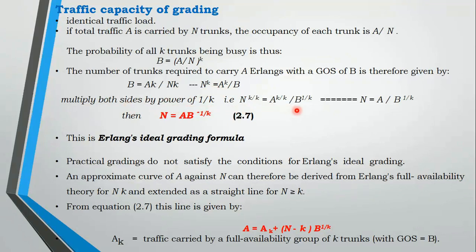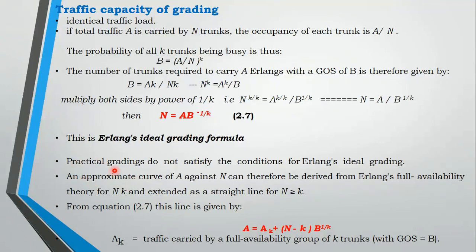If you multiply this, you are going to get n is equal to A divided by B to the power of 1 by k. And if you take B to the numerator, your formula will become n is equal to A B to the power of minus 1 by k. So we'll call this the ideal Erlang's formula. But usually the ideal formula will not work for a practical problem.